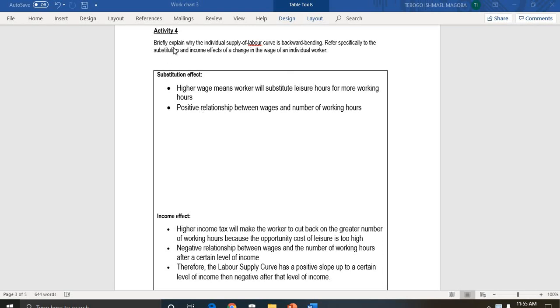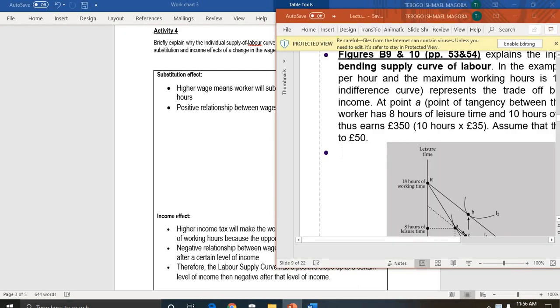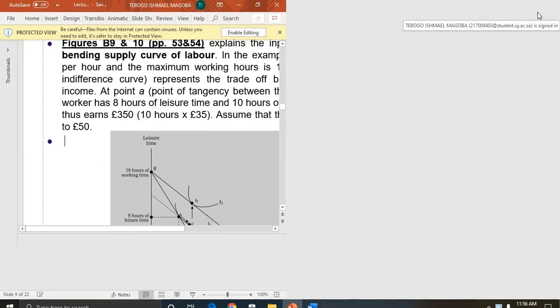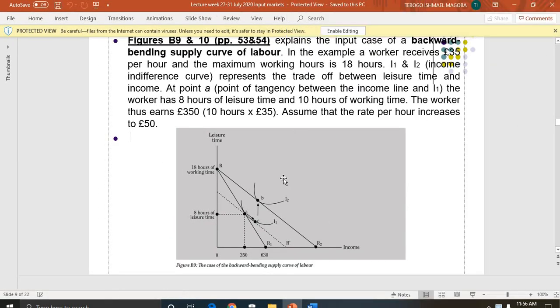I'll be doing activity 4 with you guys, and activity 4 says briefly explain why the individual supply of labor curve is backward bending. Refer specifically to the substitution and income effects of a change in the wage of an individual worker. So before we get to the answers, I'd like us to look at the graph itself, the two graphs that are interlinked, and explain this concept very well.